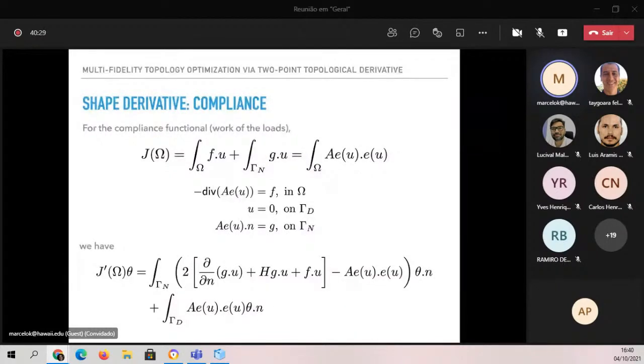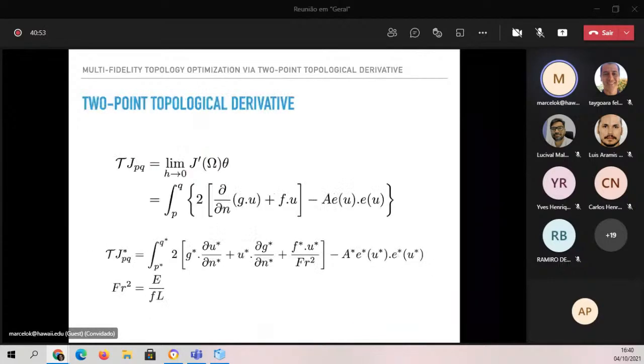So this is then for the compliance. You're seeing here the compliance functional, J of omega. You see here the equation of equilibrium for the elasticity, linear elasticity, right? Small displacements. And then we have this. So the shape derivative is this. Now you take the limit as h goes to 0 for that theta that I showed before, and you get this limit as the 2-point topological derivative. So this is the closed form of the 2-point topological derivative, and that is the answer to the question my friend had asked me, which is, where should I place the next spar or rib?